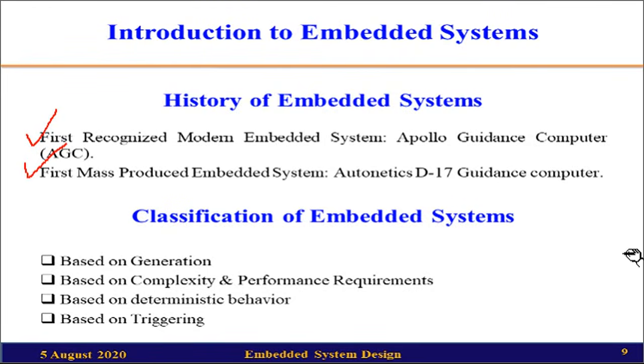And coming to the next topic, we have classification of embedded systems. So there are four categories under which embedded systems can be classified. One is based on generation, and the other one is based on complexity and performance requirements. The third one is based on deterministic behavior, and the last one is based on triggering. So we'll be seeing about these two, that is based on generation and based on complexity and performance requirements.